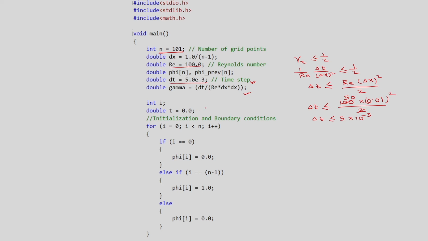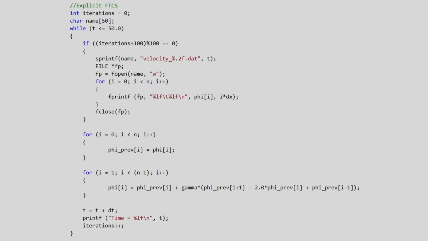Next, we are putting the initial and boundary conditions here. You can see that i equal to 0 is your bottom wall. Once you define all these, you come to the FTCS method. We are giving a condition, t less than or equal to 50. As it is a parabolic equation, after some time you have to iterate it, so that we are giving. Here, just for writing, we are writing the value of phi at the different y coordinates in a file.